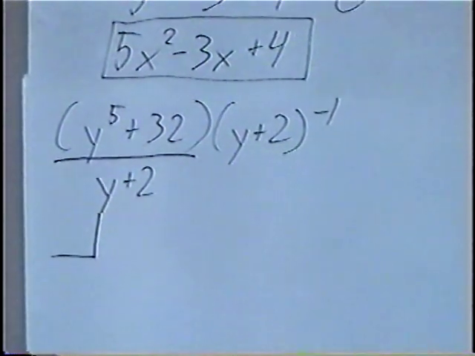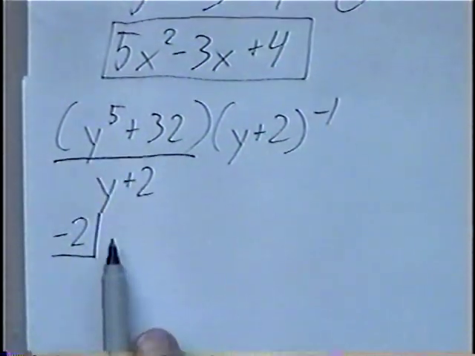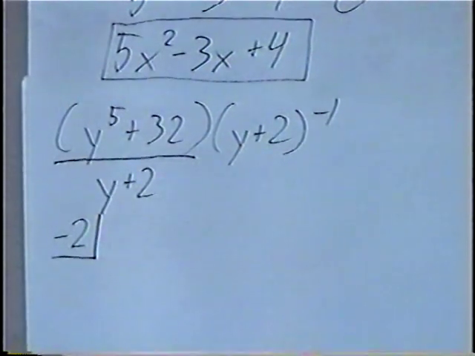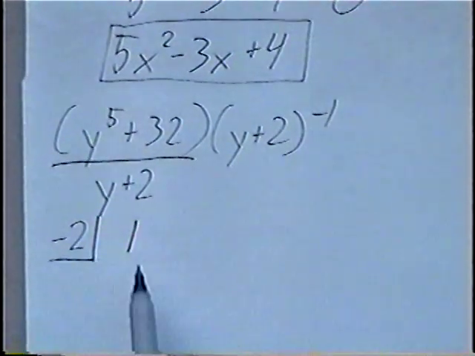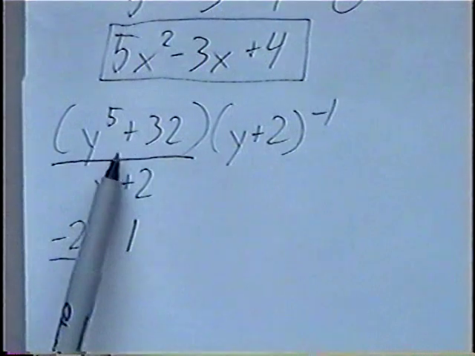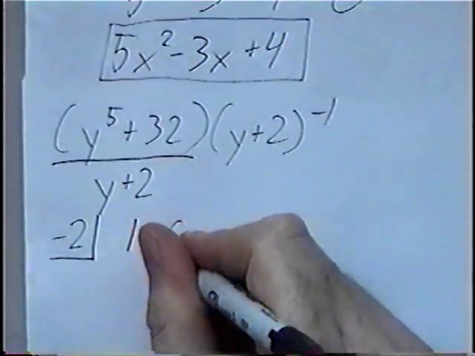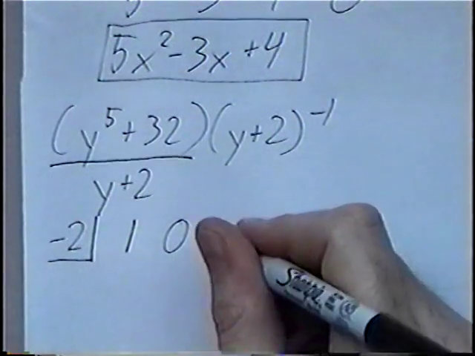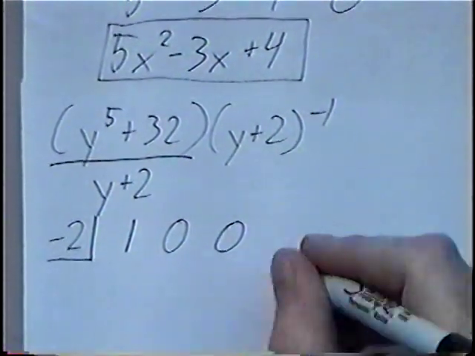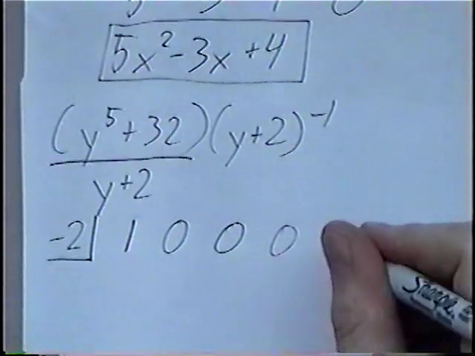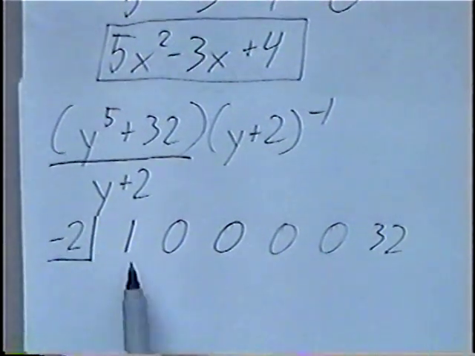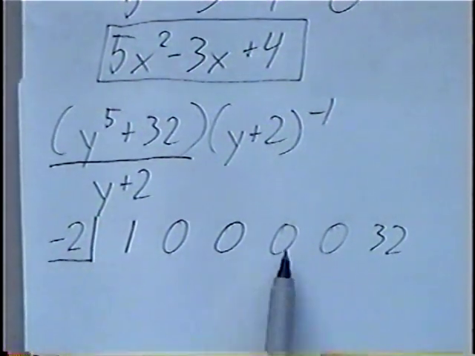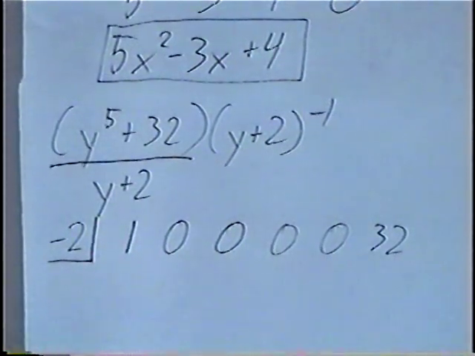If we have y plus 2, we'll do the opposite of plus 2, so we'll have negative 2. And then the coefficients for the original polynomial we're dividing will go across the top. Y to the 5th has a coefficient of 1. Keep in mind, just like long division, we need placeholders for exponents that we're missing. There is no y to the 4th, so we can put a 0 for y to the 4th. We can also put 0 for y cubed, 0 for y squared, 0 for y, and plus 32 at the end. So we'll have y to the 5th, y to the 4th, y cubed, y squared, y, and the constant coefficient.